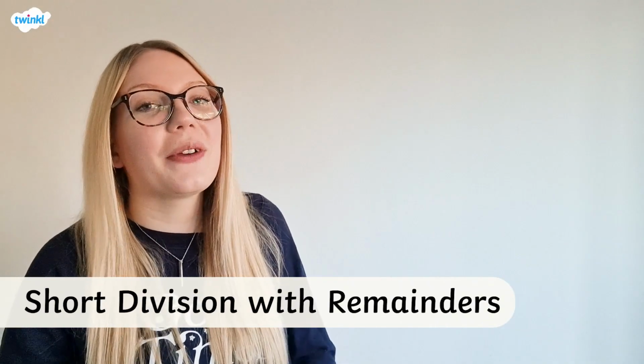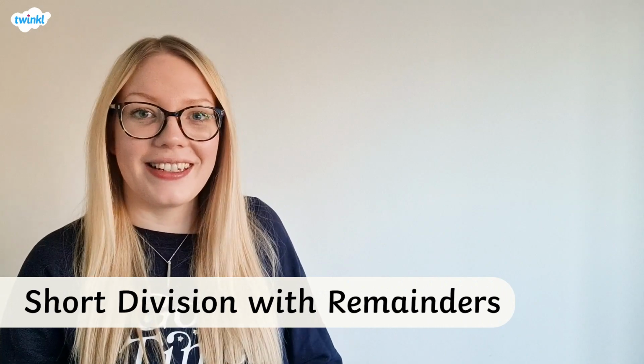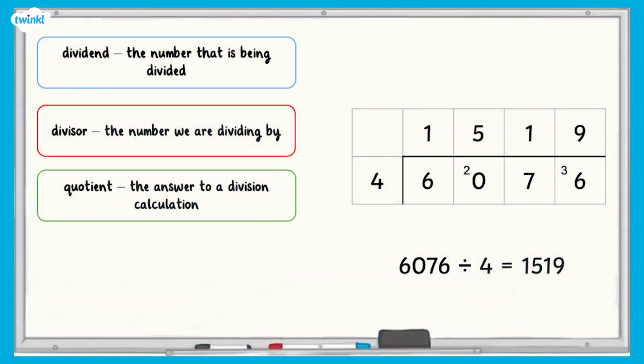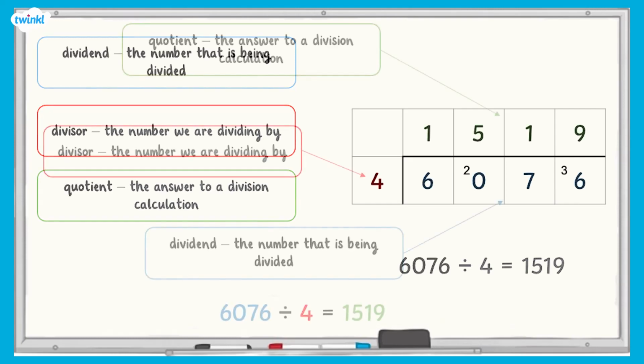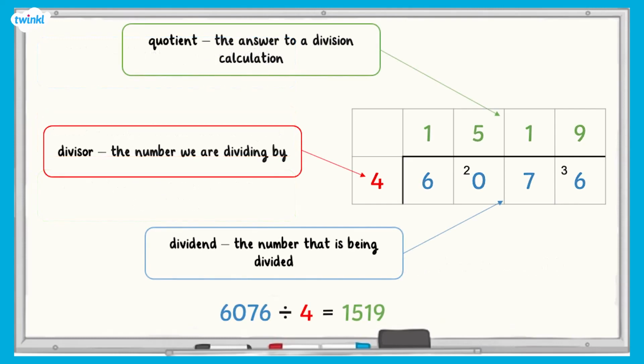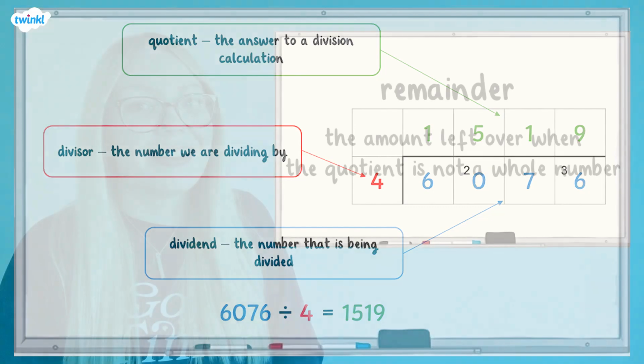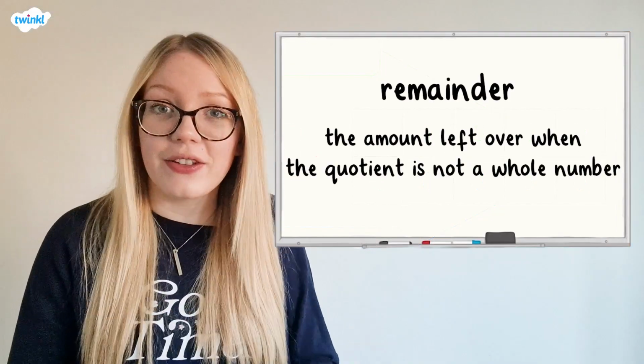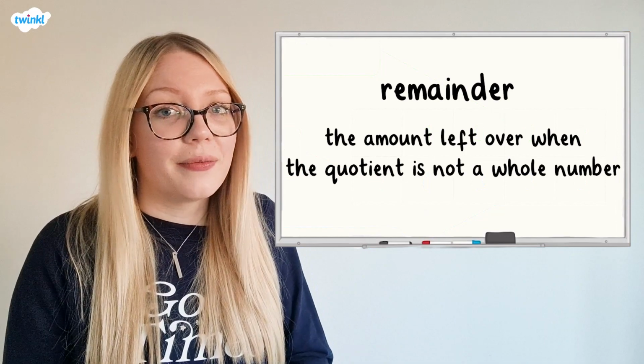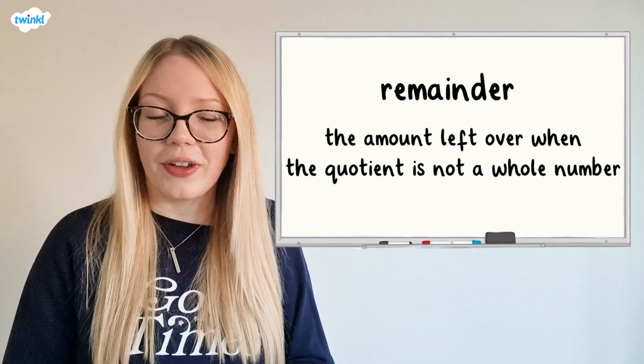This video is here to help you carry out short division with remainders. In this example, which of the numbers is the dividend, the number being divided, the divisor, which is the number we're dividing by, and the quotient, the answer to the division calculation? That's right, the dividend goes underneath the line, the divisor goes to the left of the line, and the quotient goes above the line. If the quotient is not a whole number, there'll be some left over. This is called the remainder. We're going to take a look at some division calculations where there's a remainder, how to record the remainder, and how the remainder might be interpreted when solving a problem.